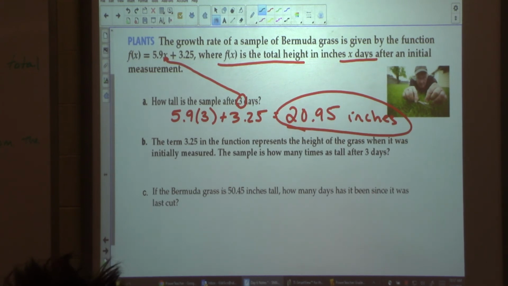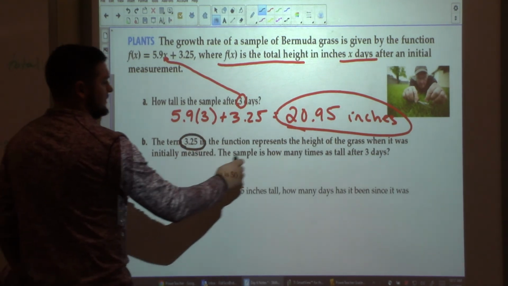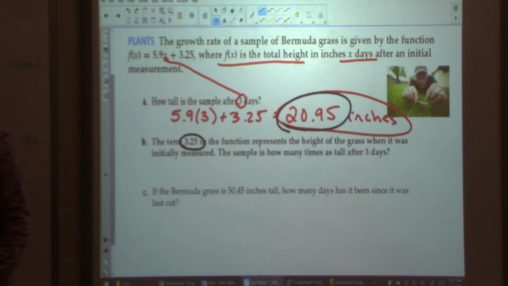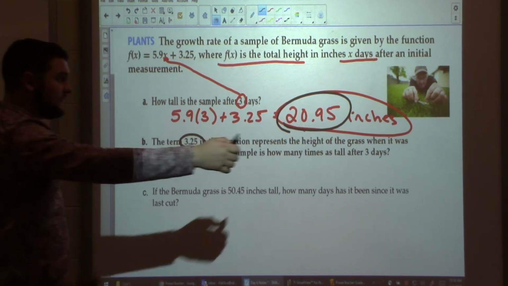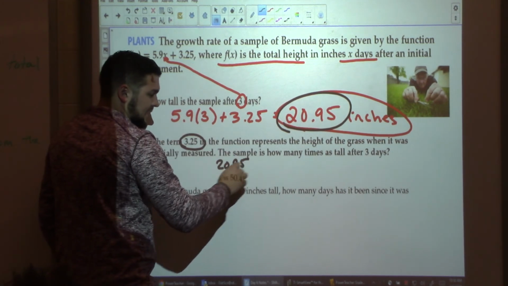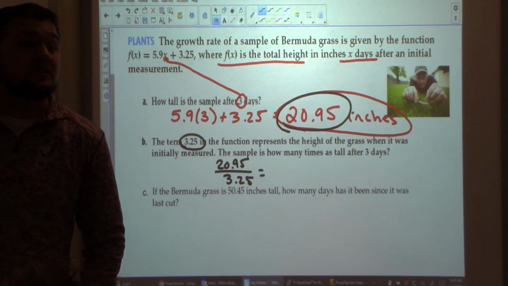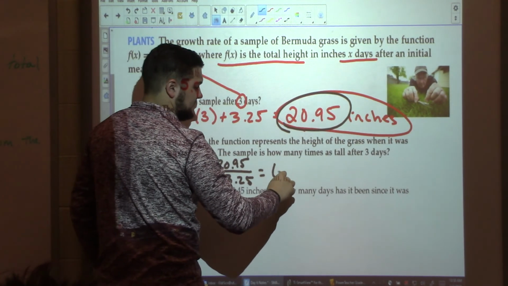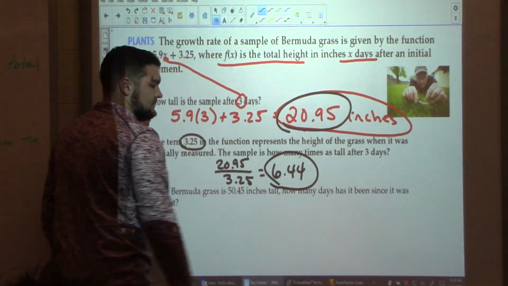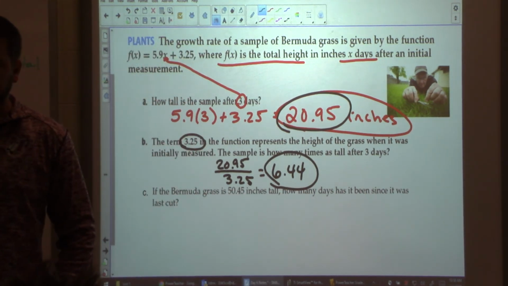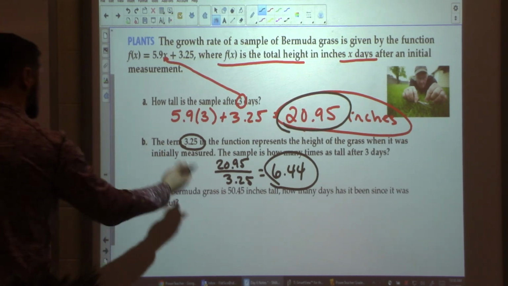The sample is how many times as tall after 3 days? So it started here, ended here. How many times taller is it now? 6.44. What's that? 6.44 times. How'd you get that? I divided 20.95 by 3. Beautiful. If I take what it is now, and I divide it by what it started at, I should get how many times taller it is now, right? What'd you say it was, Iman? 6.44. Perfect. If you want to write times taller, that's fine as well. You don't have to.